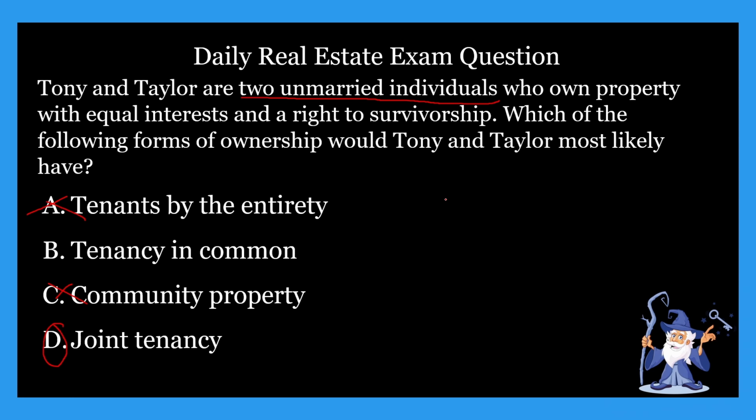Why? Well, tenancy in common significantly differs from joint tenancy, particularly in terms of survivorship rights. We talked a little bit about this in the last video, which is why in the beginning I encouraged you to watch that if you didn't, but that's the difference. Unlike with a joint tenancy, tenants in common have no rights of survivorship. So knowing that Tony and Taylor have the right to survivorship and are unmarried, we can assume they have a joint tenancy. The amount of interest really doesn't matter in this case. It says right here they have a right to survivorship. So looking at B and D, we know it's not B, we know it's D. It's as simple as that.